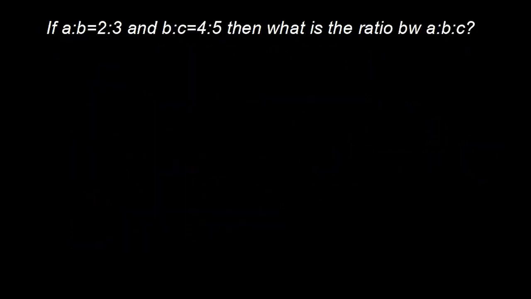This one is important actually. A ratio B is given to you as 2 is to 3. B ratio C is given to you as 4 ratio 5. Then what is the ratio of A ratio B ratio C? So in this type of problem, we need to just make sure that the B part is going to be common. That's where you can start.